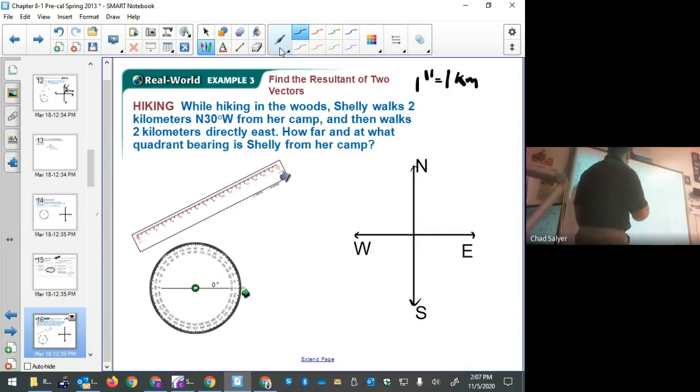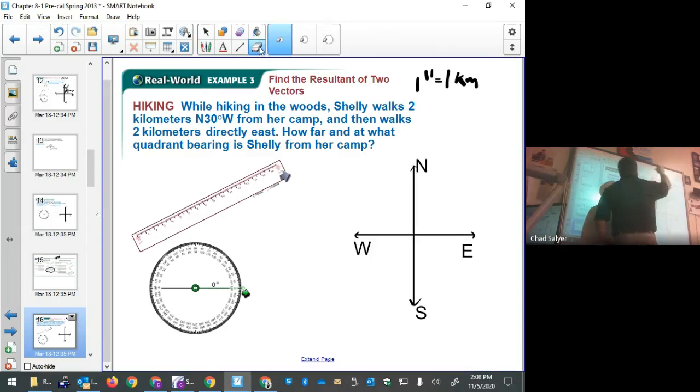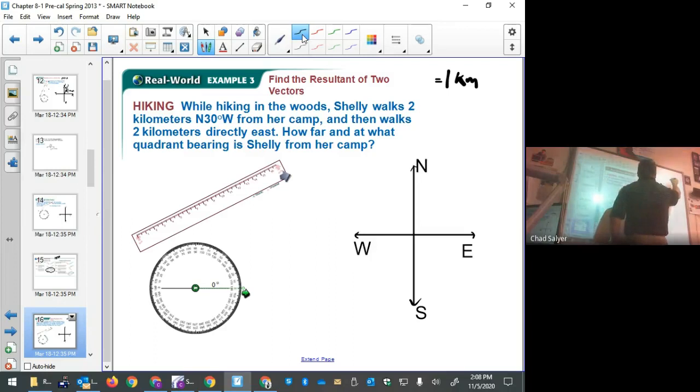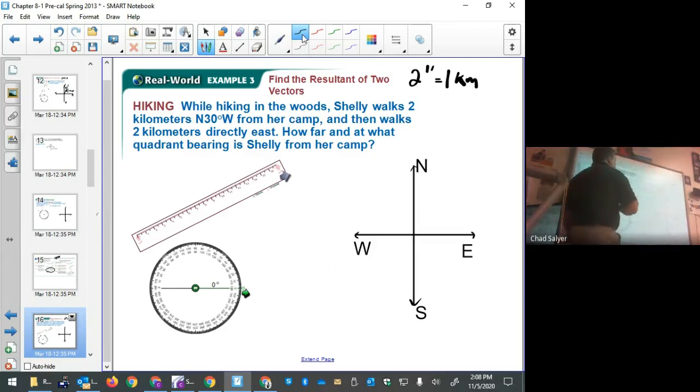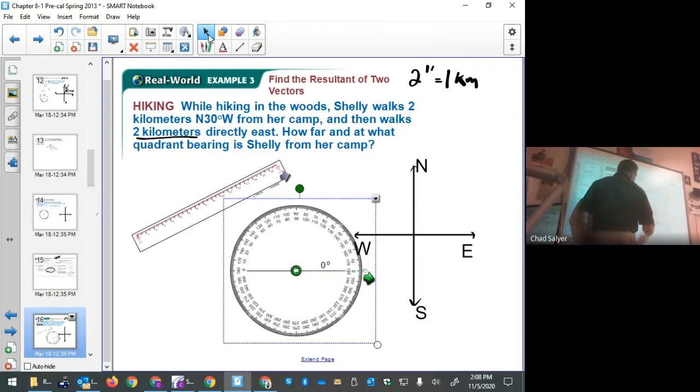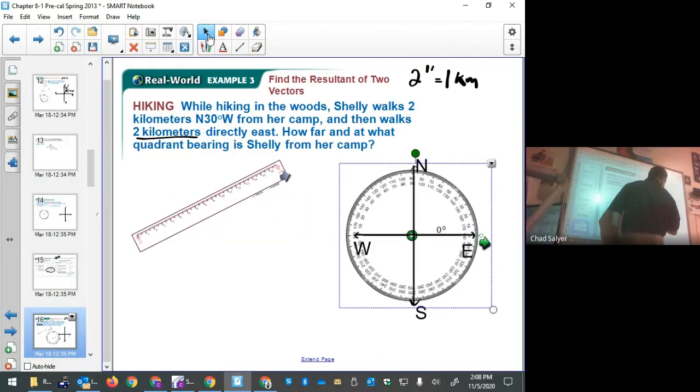Actually, you know what? I'm sorry, 2 inches equals a kilometer, because I want it to be a little longer. It'll be easier for me to make my analysis in that case. So I need this to have 4 inches of magnitude because she traveled 2 kilometers. But I need to figure out where 30 degrees west of north is first. So let's put a point 30 degrees west of north.